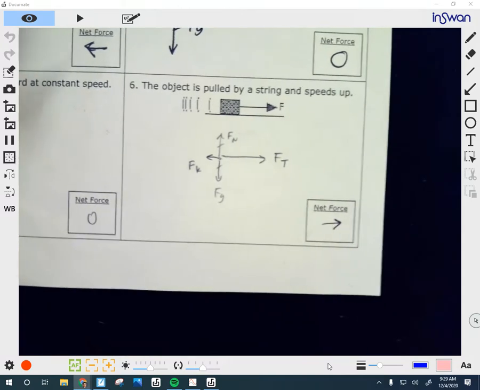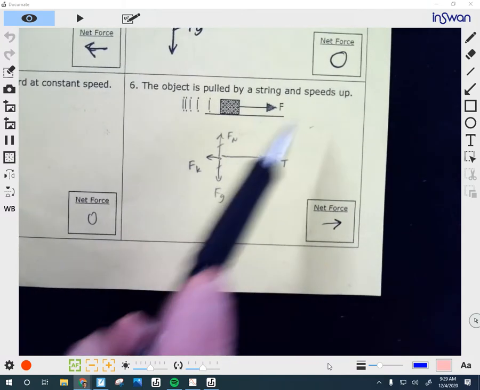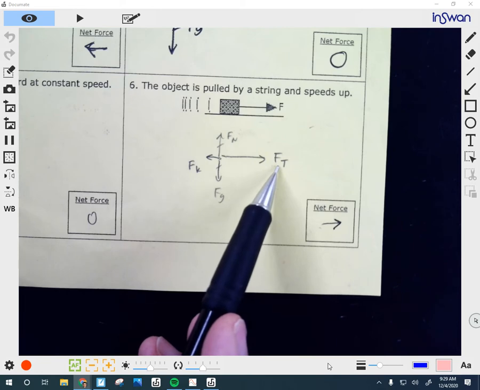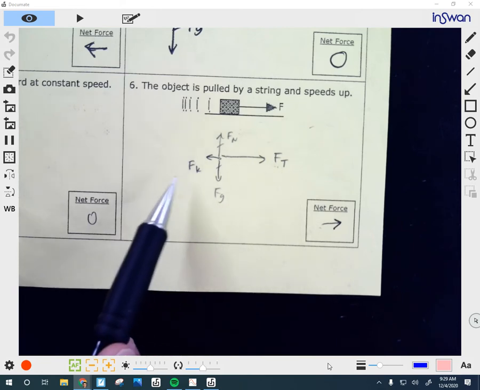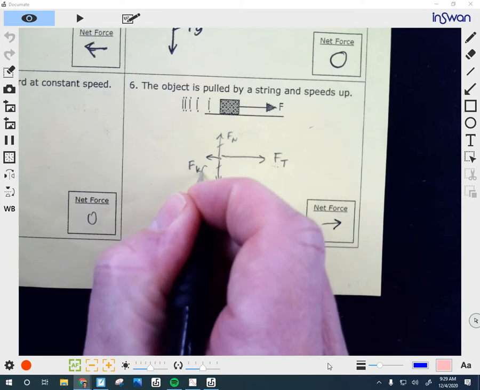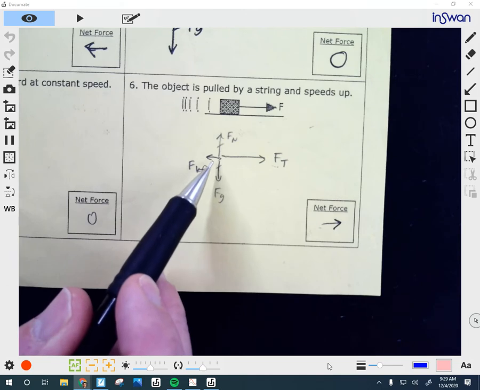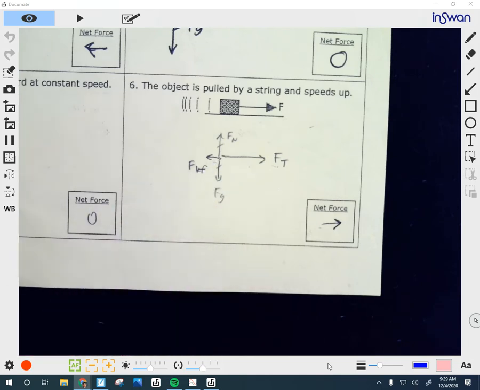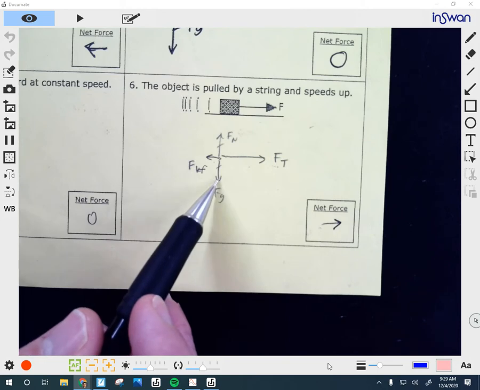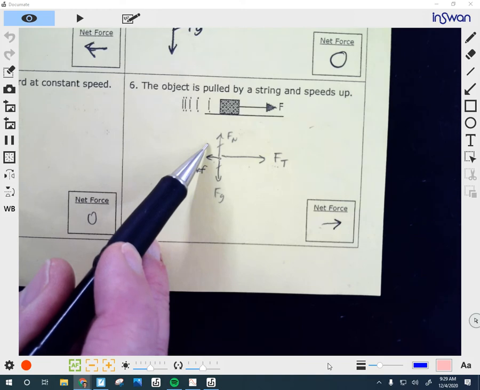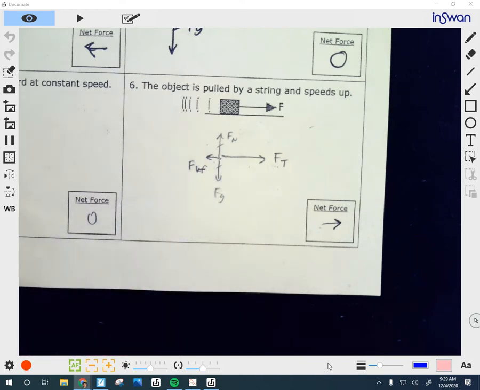All right, object pulled by a string and speeds up. So I know the acceleration is going to be to the right, which means I need to have a net force to the right. Since it was a string, I called it a tension force. It doesn't say specifically whether there's friction or not. If there was, and you want to include kinetic friction, you would include a smaller amount of kinetic friction as opposed to the tension force. And again, gravity is pulling the box into the surface, which is pushing back with a normal force, a perpendicular force. So in the up-down direction, everything's balanced. In the left-right direction, we have an unbalanced force to the right.